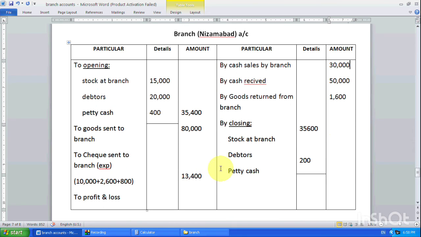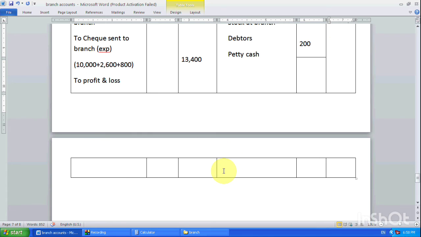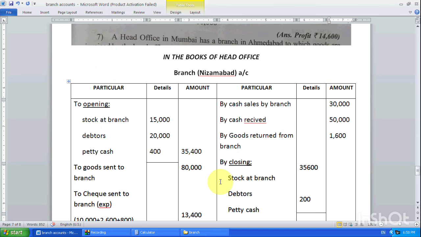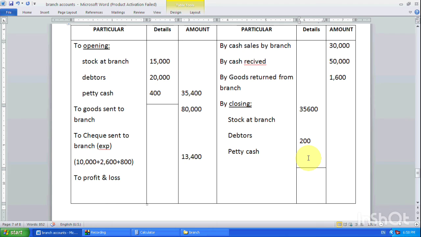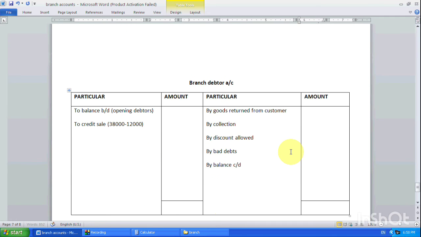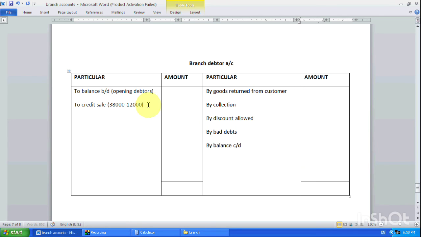So what we have to do first, we have to calculate closing debtors. Okay, first we have to calculate the closing debtors. Now we have to calculate a debtors account. We have to prepare it. Go to the branch debtor account. I have already prepared some proforma here. So let's see this from the question and the previous question.